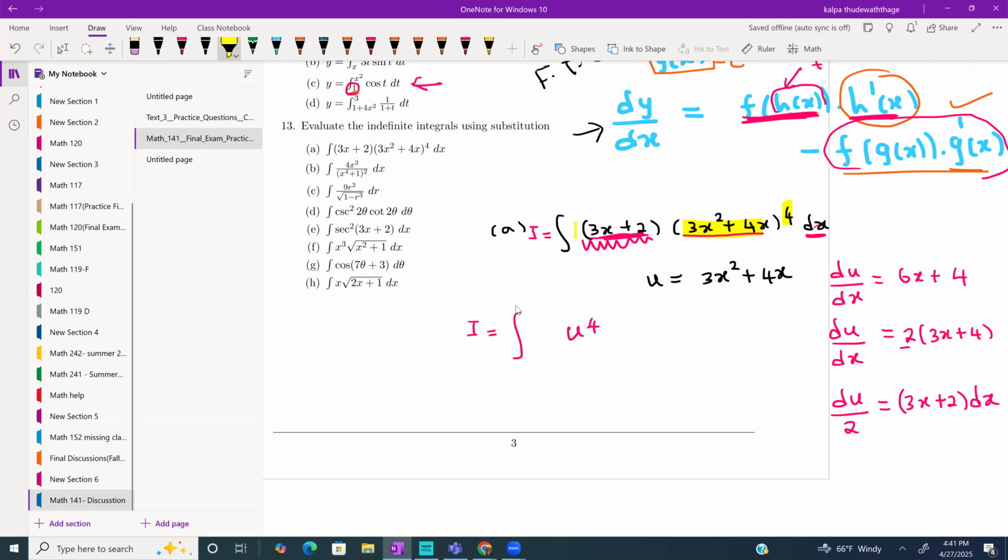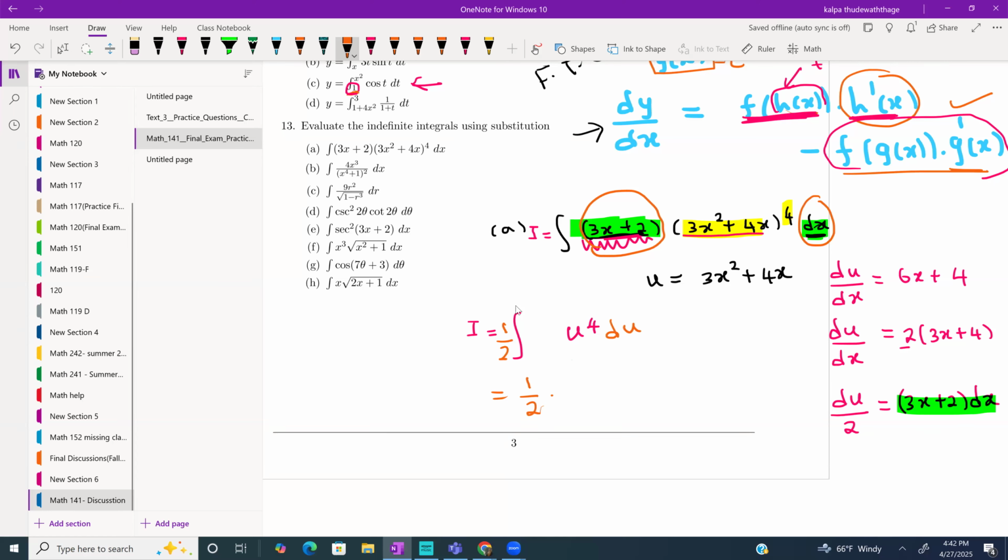So here I have this part, 3x plus 2 dx. I create here using my variable du over 2. Okay, so in this case, this entire thing, 3x plus 2 dx, is du over 2. Over 2 I can bring it to the other side. It's really half u to the power 4.